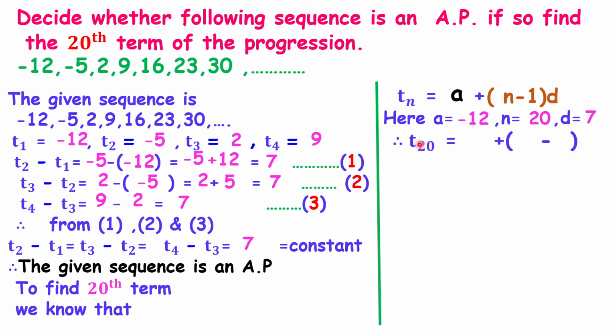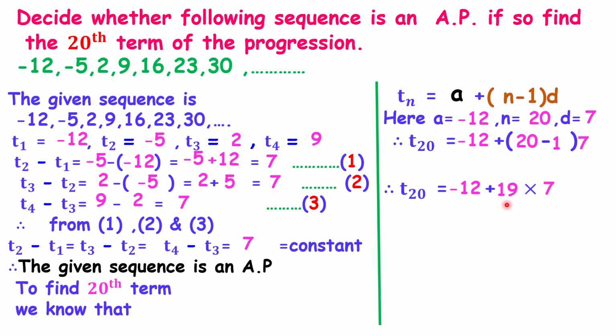n is nothing but 20, therefore T20 is equal to a, which is negative 12, plus into bracket n, which is 20, minus 1, into d, which is 7. Now first we take subtraction. 20 minus 1 is nothing but 19, therefore T20 is equal to negative 12 plus 19 into 7.